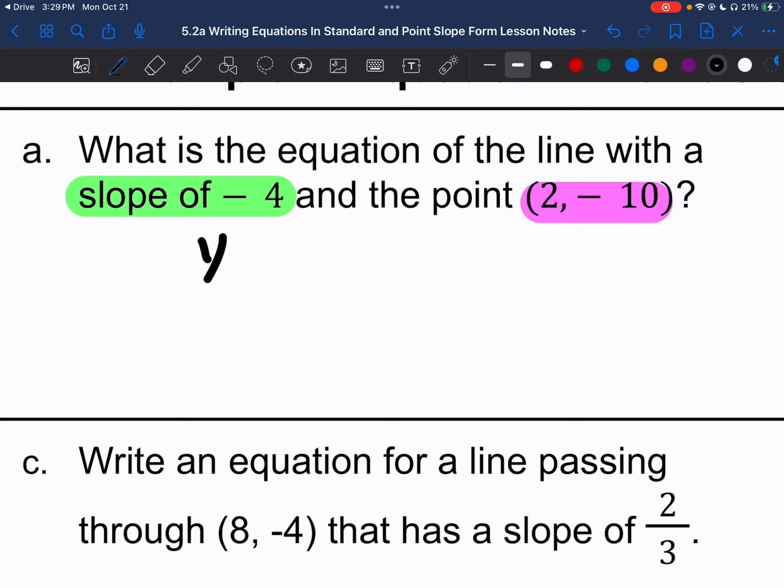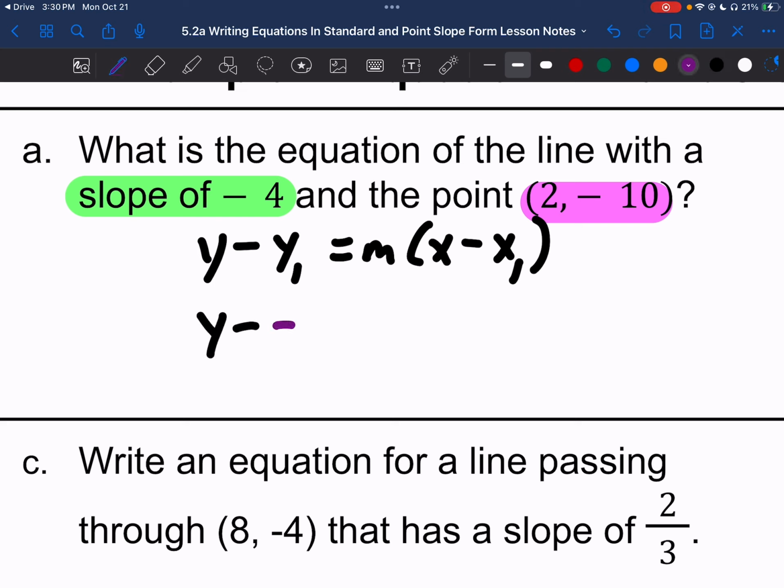So, generic form of point-slope form, y minus y1 is equal to m times x minus x1. Why do I always rewrite my original equation? Because it gets me in the habit, and it helps trigger it in your mind so that you can remember it and focus on it, and you're more familiar with it. So our y is going to be y minus -10 is equal to my slope, -4, times x minus my x value, 2.